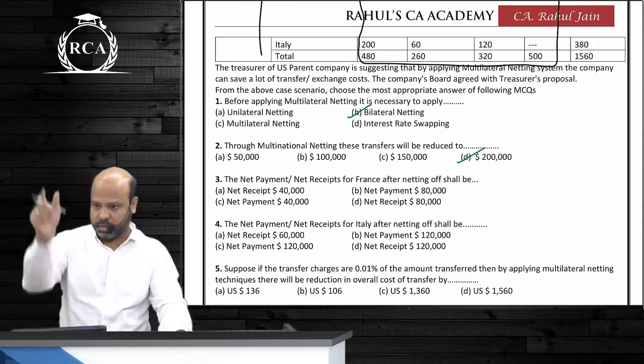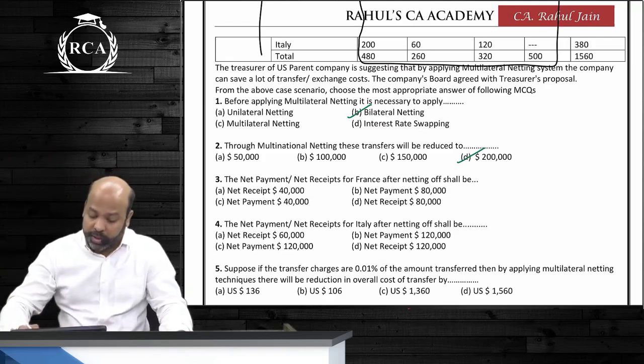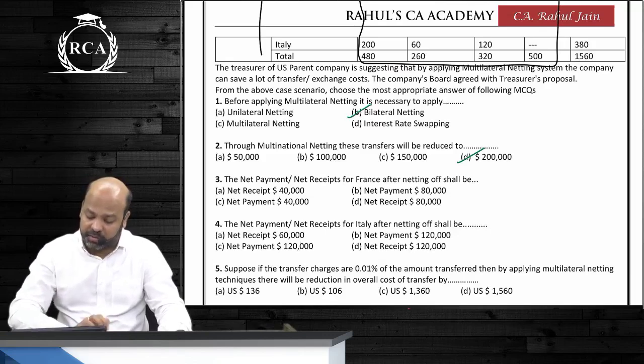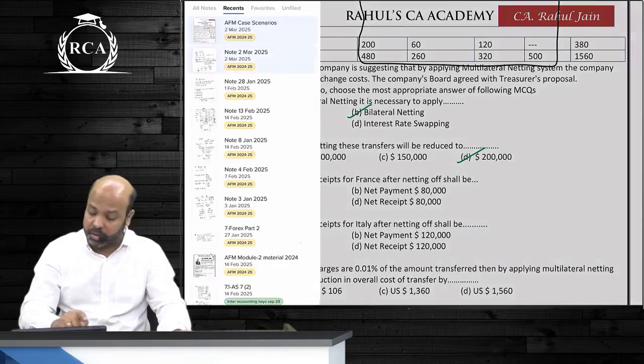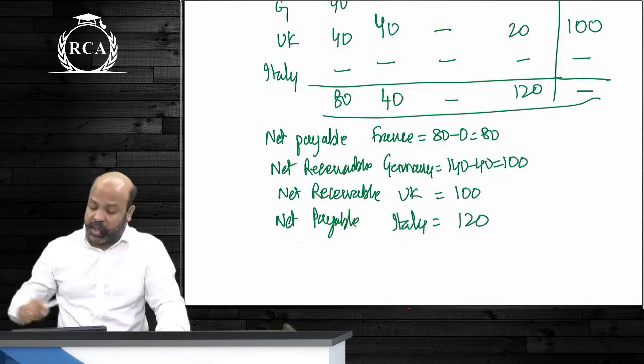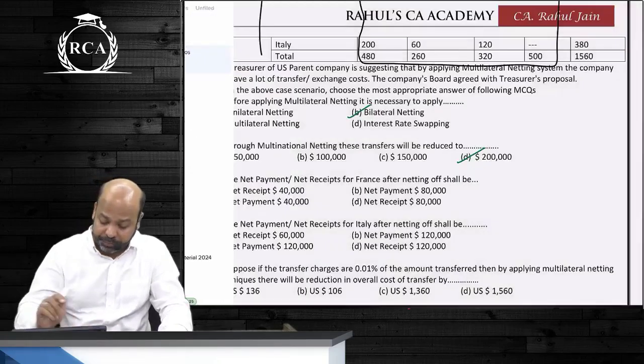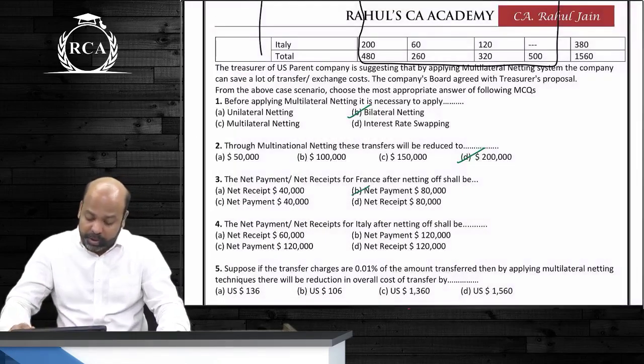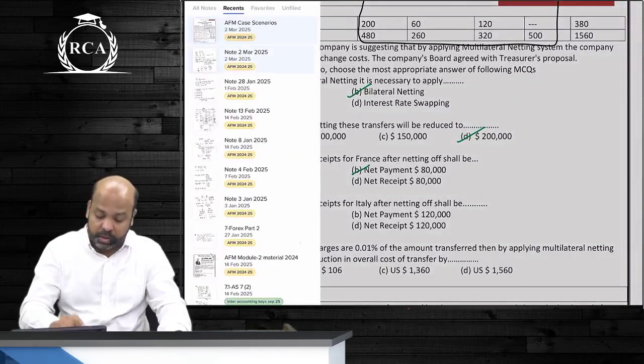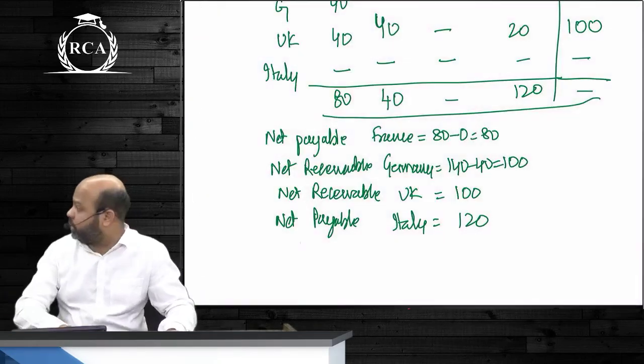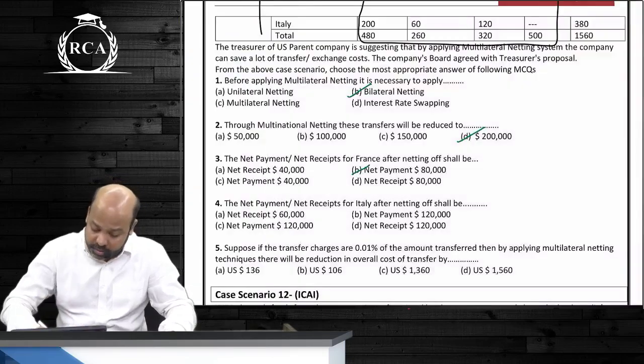बेटा अभी आया ना, total receipt, total payable. Net payment or net receipts for France after netting off shall be, for France beta net payable is 80. The net payment or receipts for Italy after netting off shall be, net payable beta for Italy is 120.